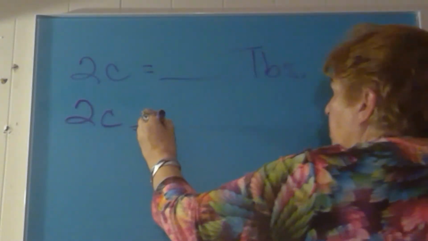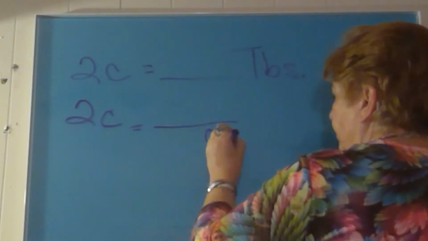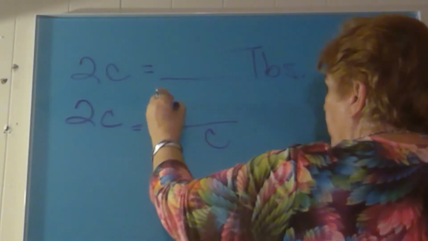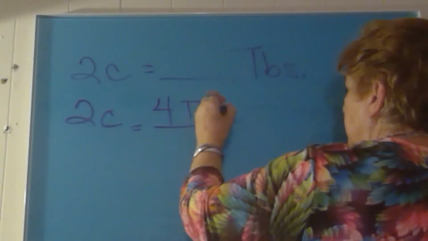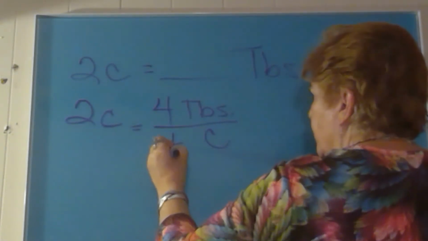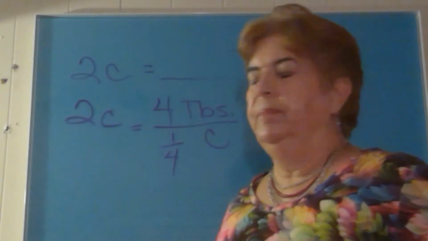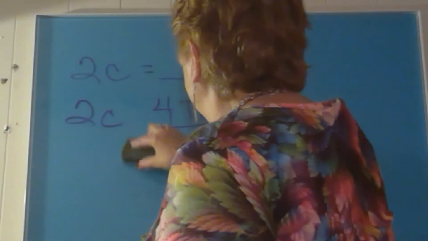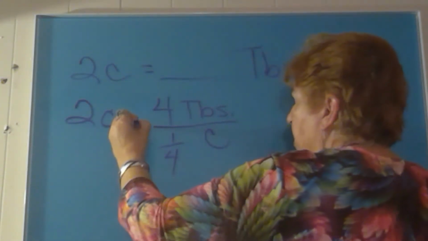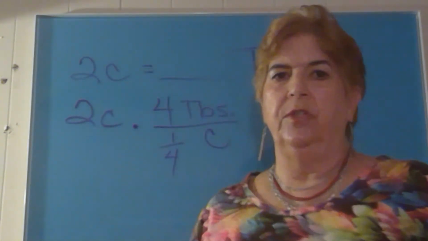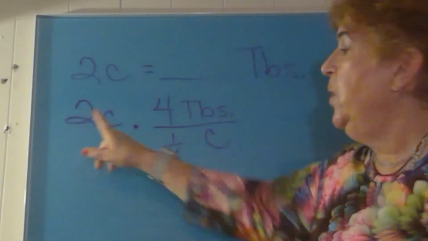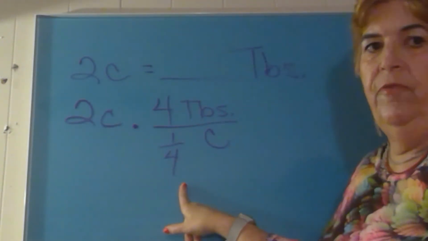And we need cups on the bottom. Well, I know that 4 tablespoons is equal to 1/4 of a cup. And I put an equal sign there again. Please don't do that. There's an equal sign up there, but that's a multiplication. Well, this is, I have 2, and I'm going to divide it by 1/4.